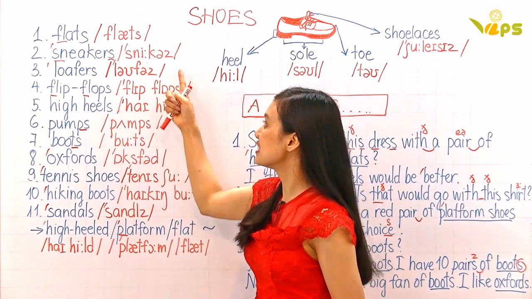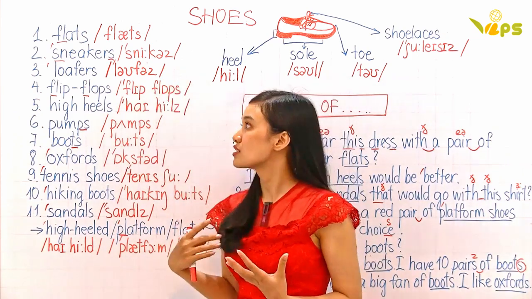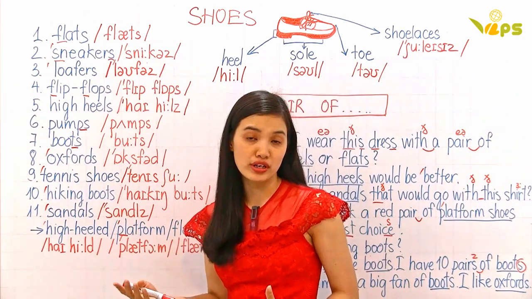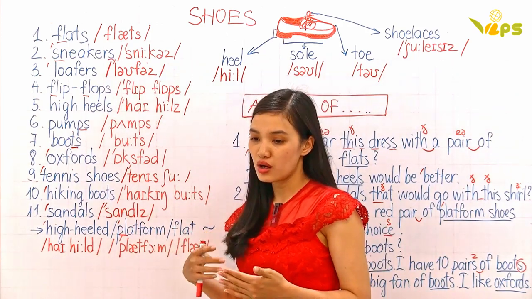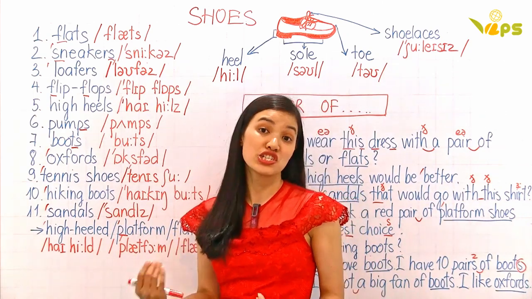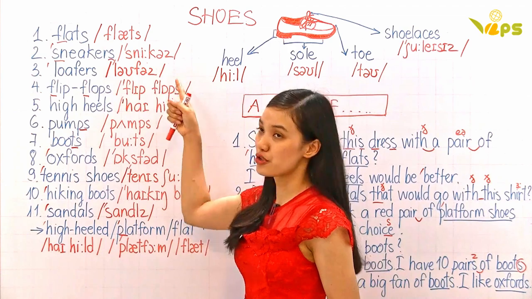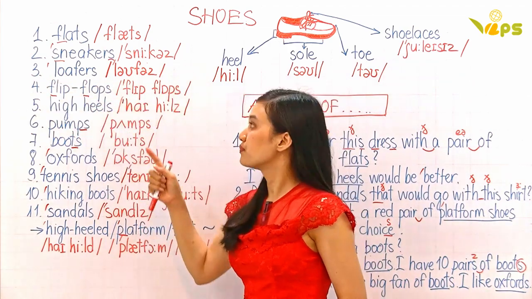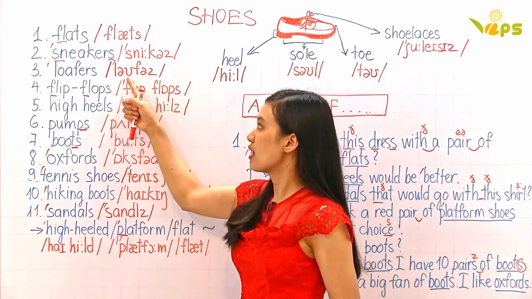Number two, sneakers. Sneakers are the shoes you usually wear when you play sport or when you go out with friends. Usually you wear them with jeans and a t-shirt. Okay, so sneakers.